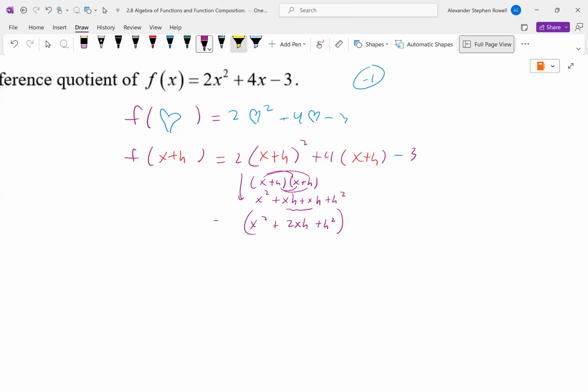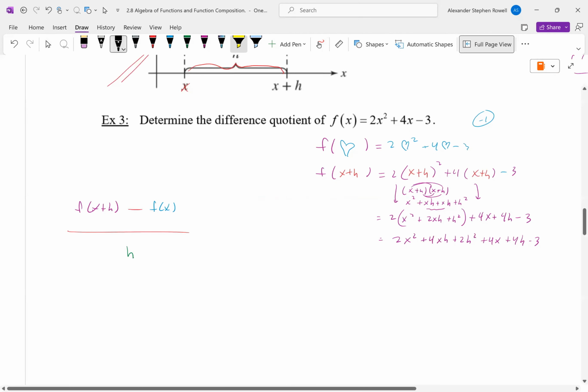We still have the 2. Here, let's distribute the 4: plus 4x plus 4h minus 3. Let's distribute the 2: 2x squared plus 4xh plus 2h squared plus 4x plus 4h minus 3. Are there any like terms that I can combine? No. They all have different variables or different powers. Can't combine any of them.